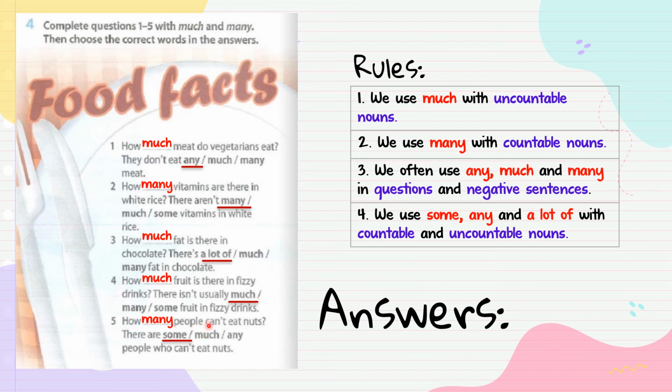Okay, the last question. How many people can't eat nuts? Okay, people is a countable noun. Kita boleh kira berapa orang, 1 orang, 2 orang, 3 orang. So kita pilih many. There are some, much, any people who can't eat nuts. Okay, kita kena tengok fourth rules. Much tak boleh guna. Any ni pun tak sesuai. So the most suitable answer would be some.